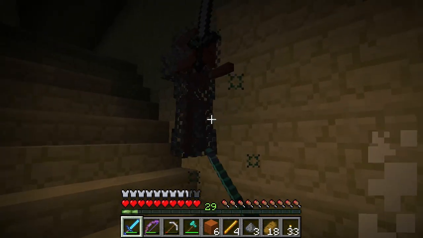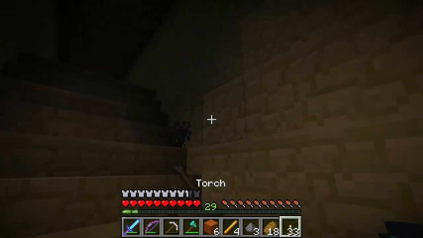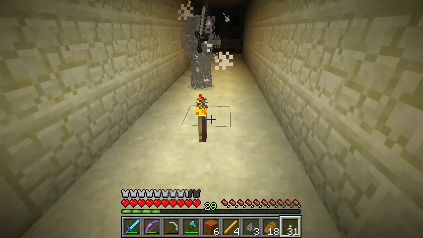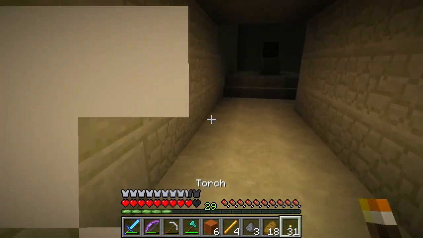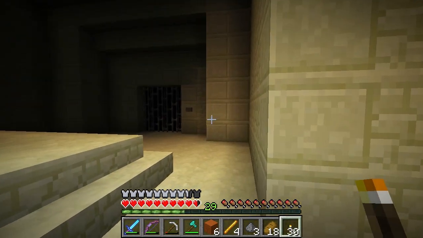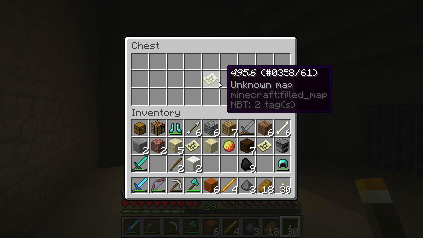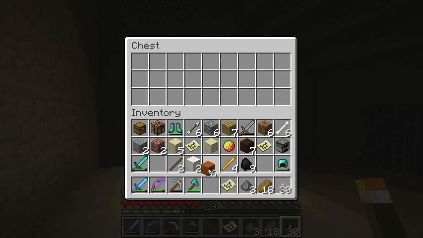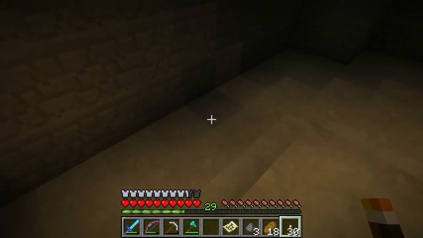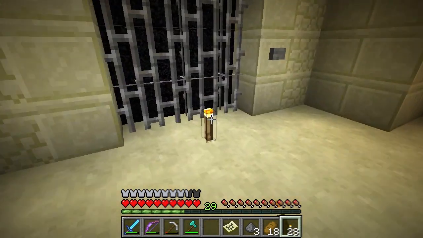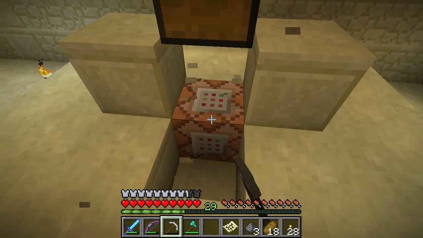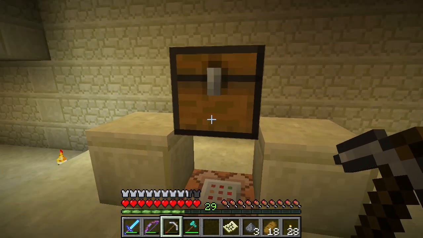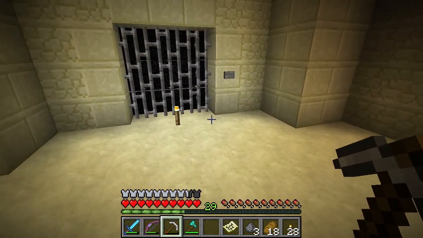Huh, I was hoping your friend would run in front of you. But he didn't. Okay, there's something at the end. Ooh, what is this? Unknown map. I hear blazes. Hear blazes. Oh! Well, that was a trap chest.